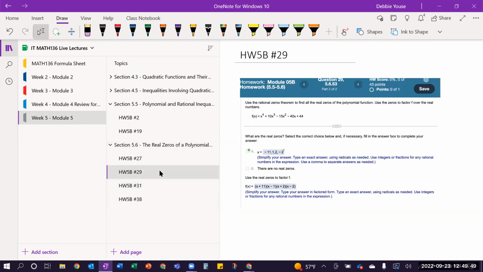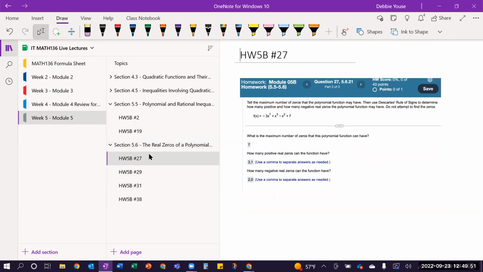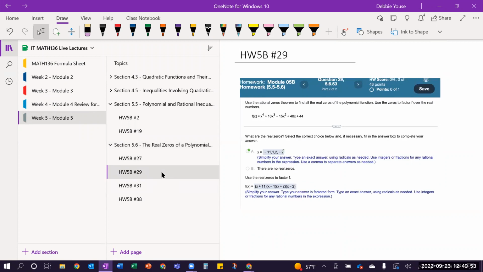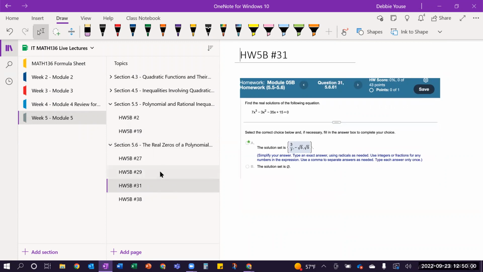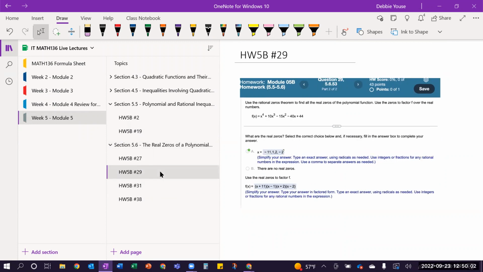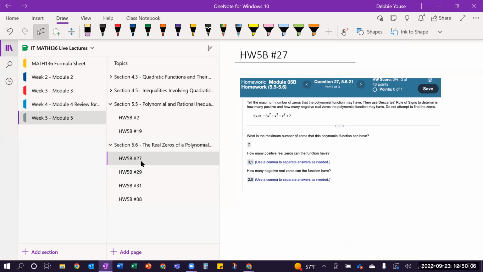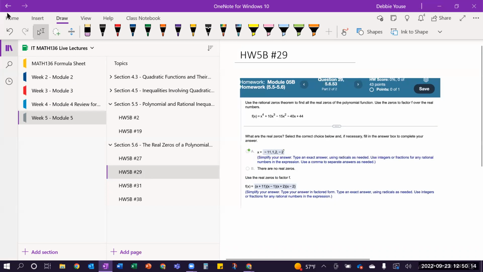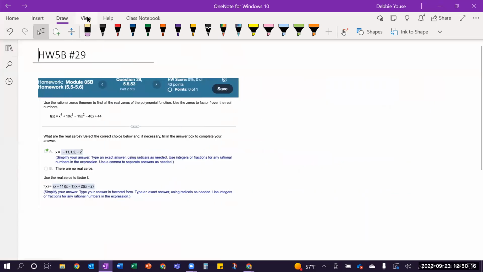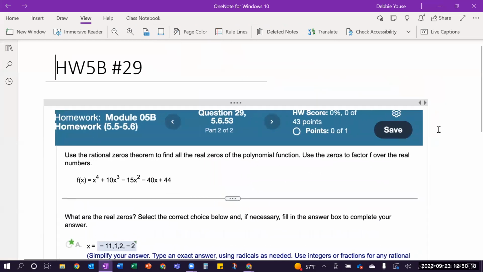Okay, so we won't have time to do all of these. Let me show you. Okay, I'm going to pick this number 29. I'm going to incorporate Descartes' rule of signs in problem 29, which would be similar to problem 27. But since we're short on time, I'm going to incorporate it all into one problem.